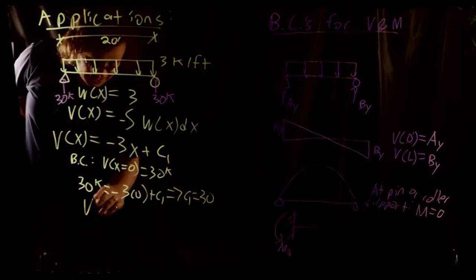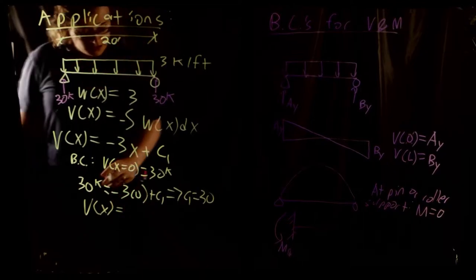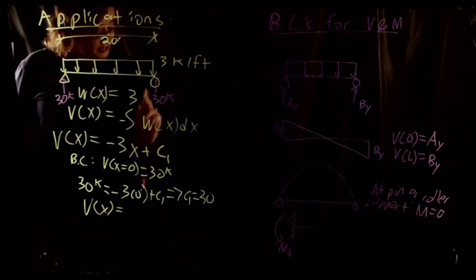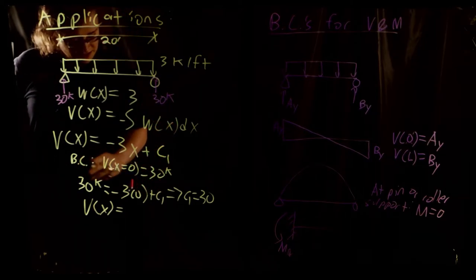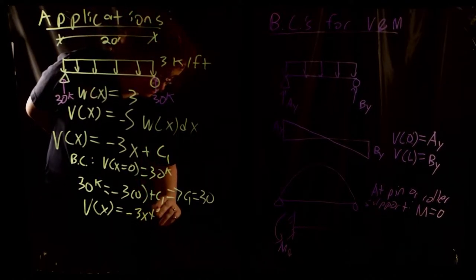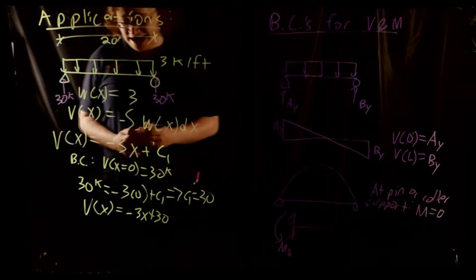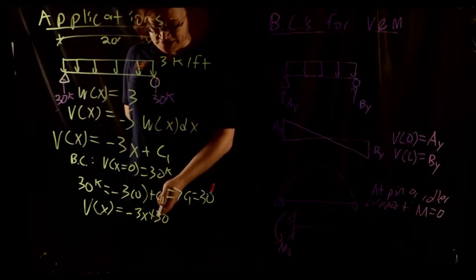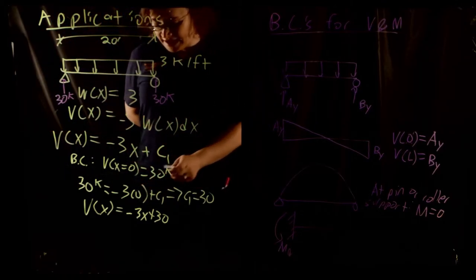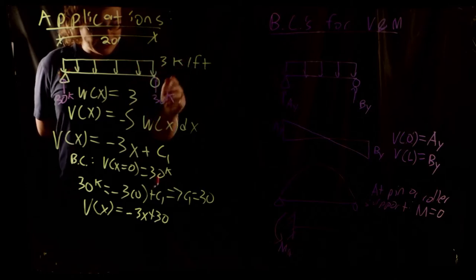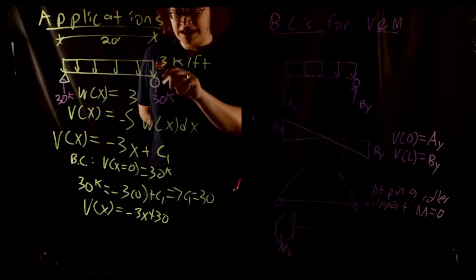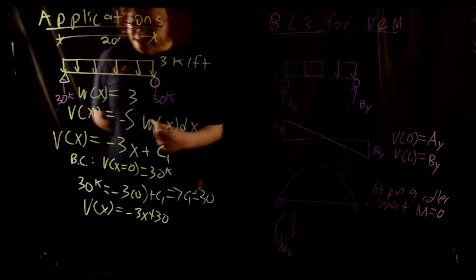So therefore, V as a function of x for this beam is going to be equal to negative 3x plus 30, if I can manage to math that correctly. And we can check that by saying, okay, if I put x equals 0 into this, I will get a shear of 30, which is what we expect. And if I put in x equals 20, 20 times negative 3 is negative 60, plus 30 is negative 30. So we end up with a negative 30 at B, which again is exactly what we expect.